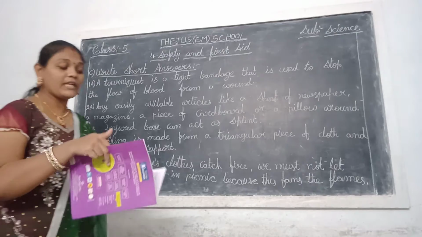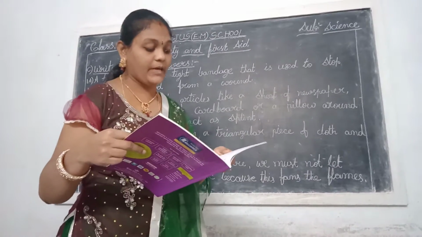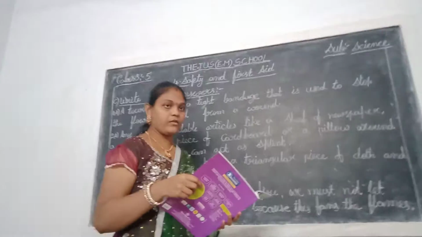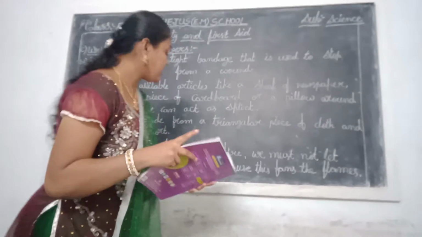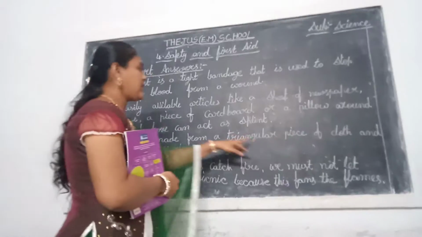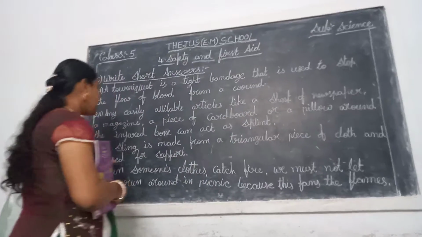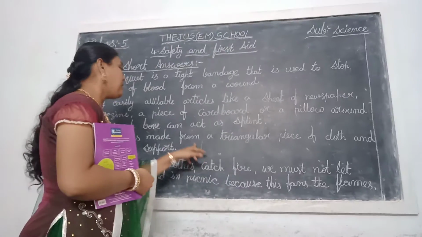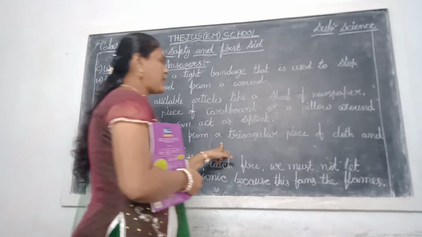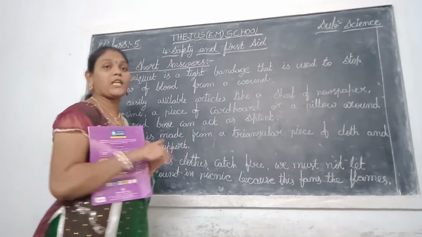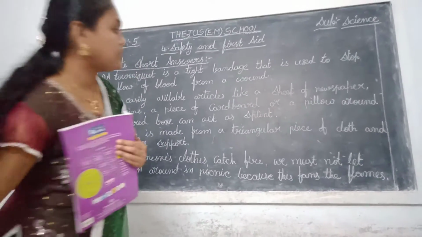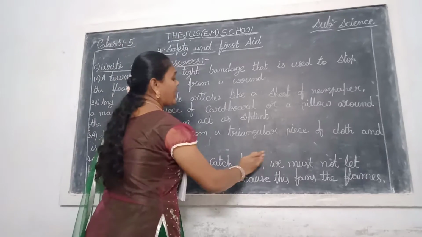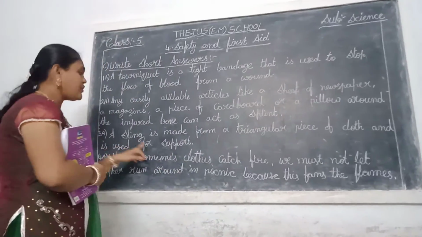Okay children, now see the third question. What is a sling? A sling is made from a triangular piece of cloth and is used for support. Made means prepared. Which cloth? Triangular piece. That means triangle.